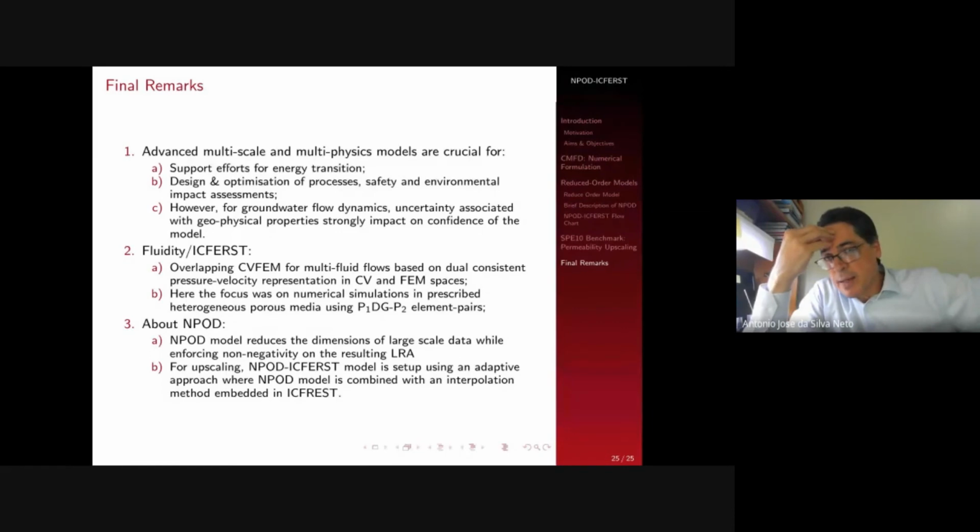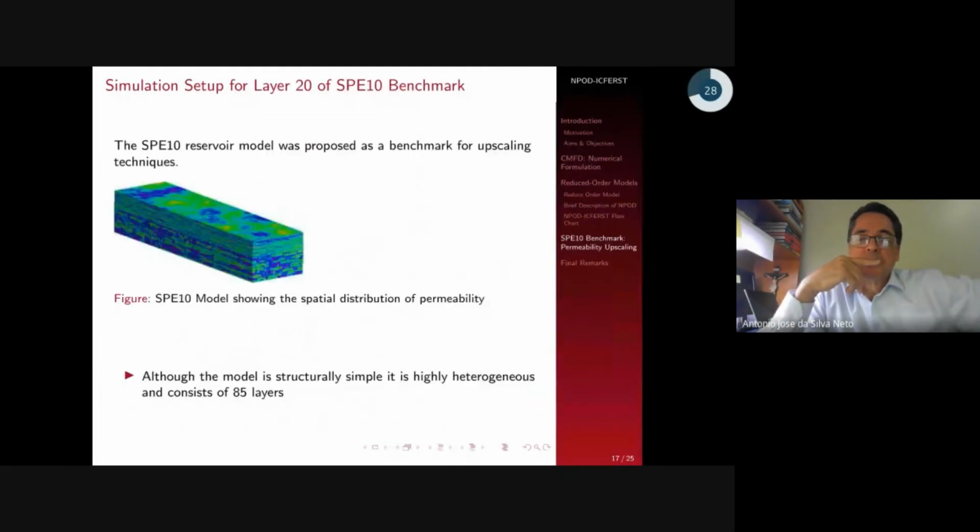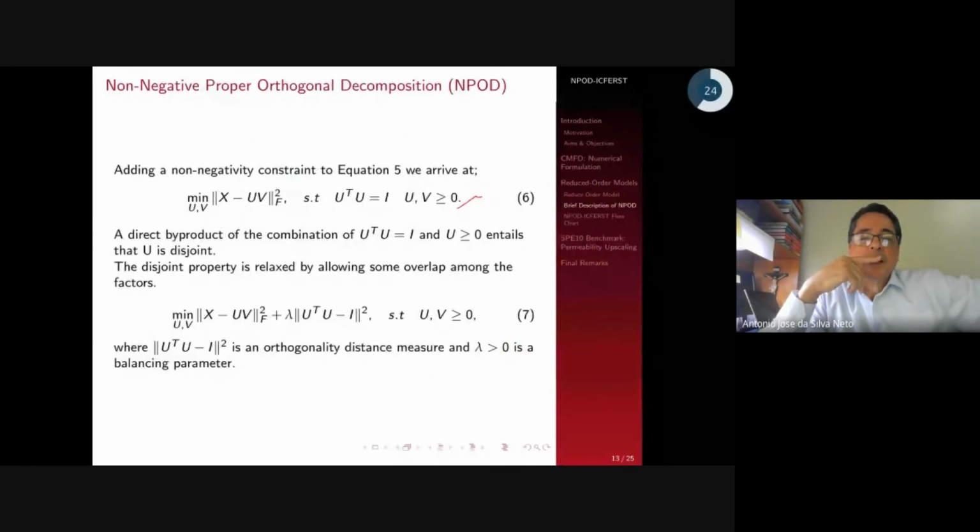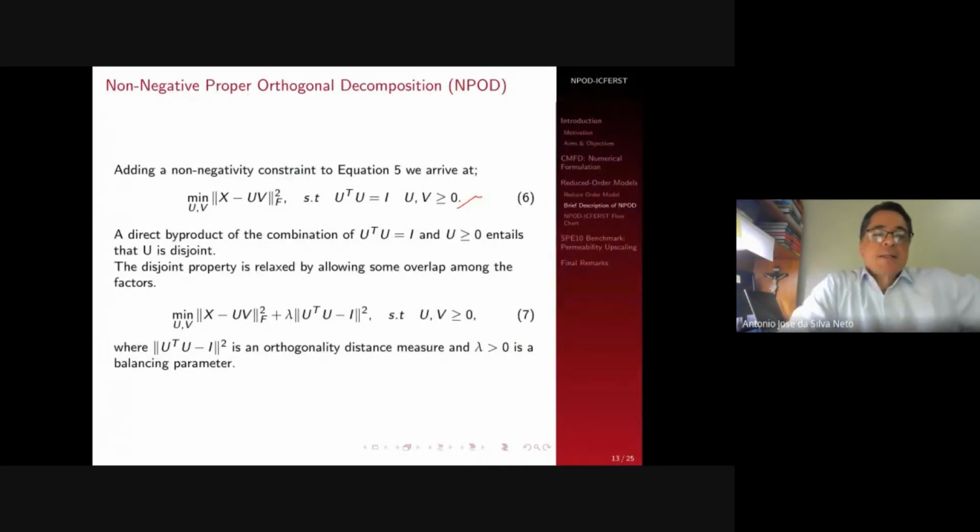Please put the slide number 13. You see there, equation number 7, you are adding something there with a lambda. How do you calculate the lambda?